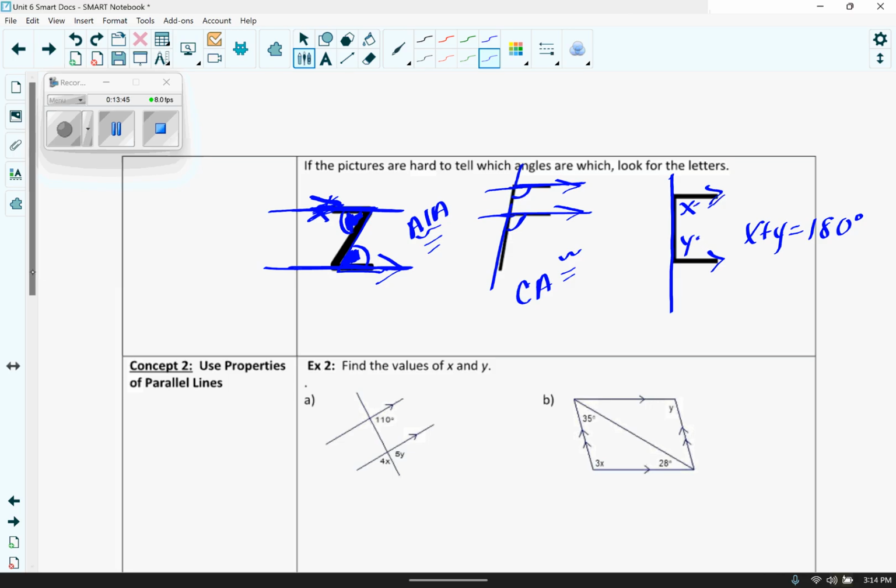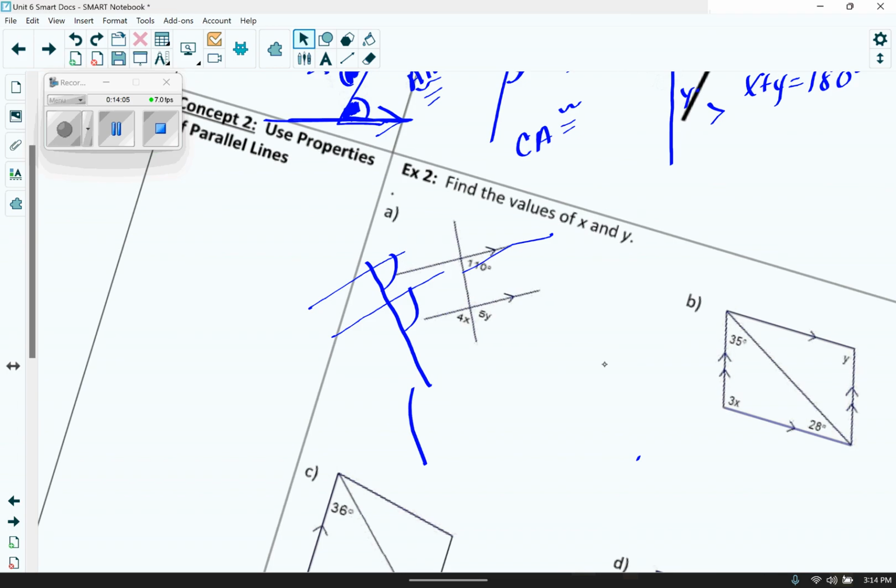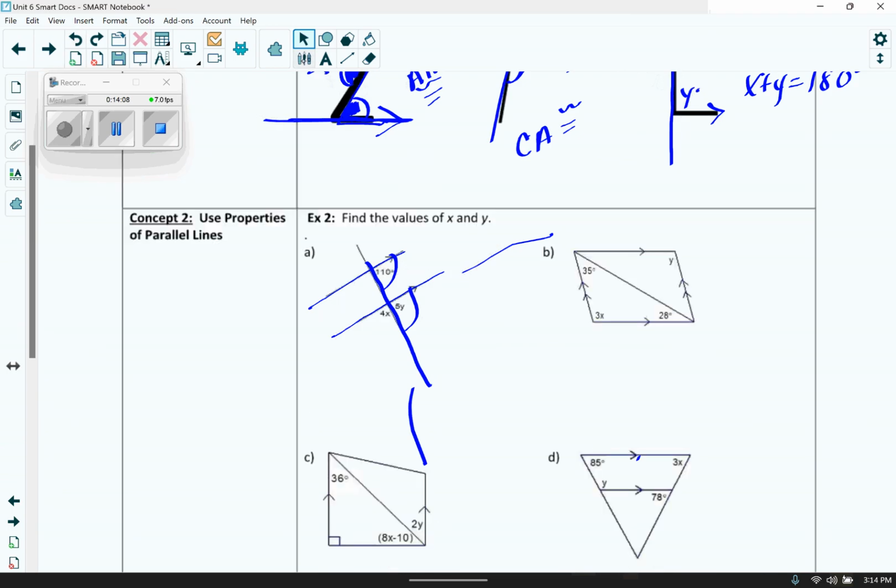So when I'm looking at different figures, whether it be just two parallel lines or if I have them enclosed like these figures, keep in mind, here I do have kind of like that F. So I can say that this 5y is equal to that 110. And so we can divide by 5, y is equal to 22.